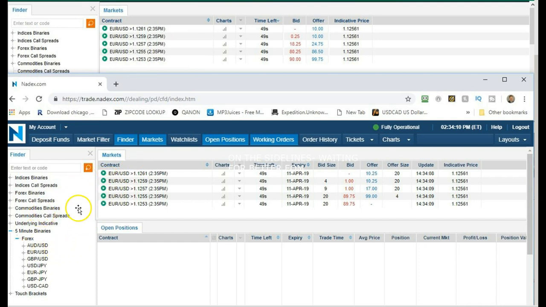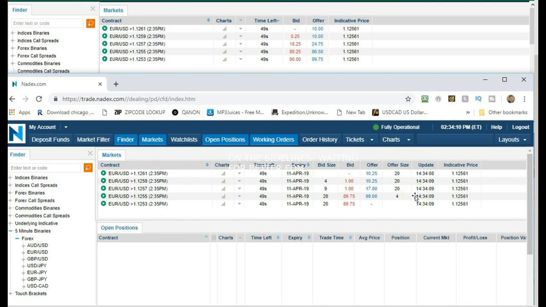The other thing is, you see that I have very minimal distractions. All I have is my market window open here. I have open positions, and below that, I have my pending orders. I also have my 5-minute binaries open over here and ready to go. So all I have to do is click on one, and bam, I'm right there. I don't have flashing. I don't have new highs, new lows flashing.